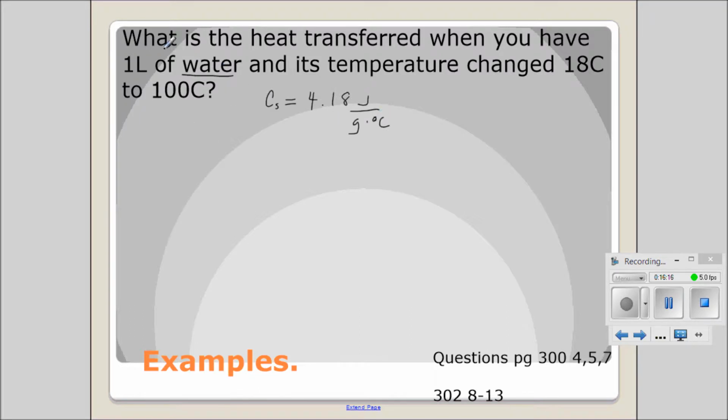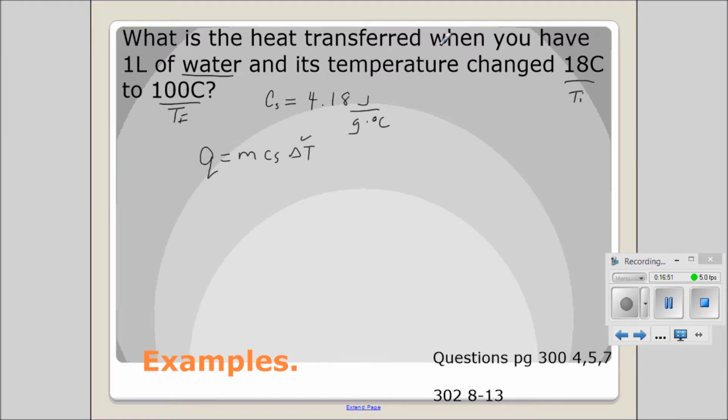So it asks us, what is the heat transferred when you have 1 liter of water and its temperature changes from 18 degrees Celsius to 100 degrees Celsius? Well, let's take a look at the equation that we just learned. It says heat equals the mass times the specific heat capacity of what we're talking about times the change in temperature. So let's check off what we know. This is my initial temperature, this is my final temperature, so therefore I can use those to find a temperature change.